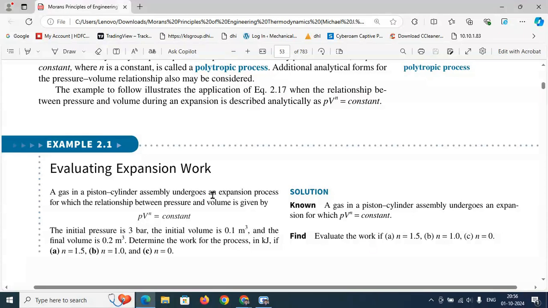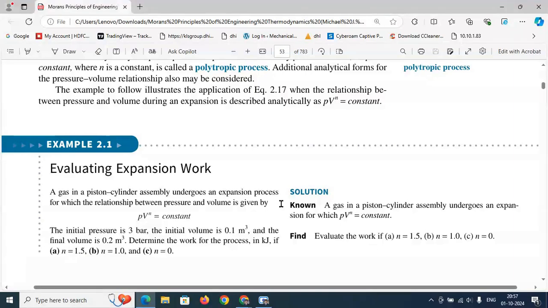See, pressure and volume they have given. After explaining all the values, they are again asking to determine the work for the process in kilojoules. Now see, what are the n values given? Three n values are given. When n is 0, when n is 1, when n is 1.5. The meaning is different fluids are taken here, or different properties of the gases are involved in the given process.